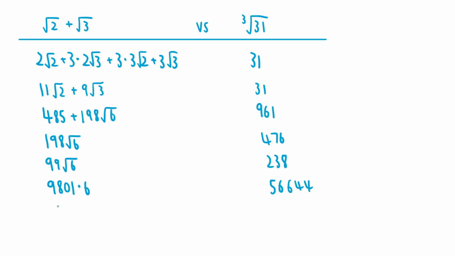This is the same as comparing 58,806 with 56,644, which means the left-hand side expression is the greater of the two expressions.